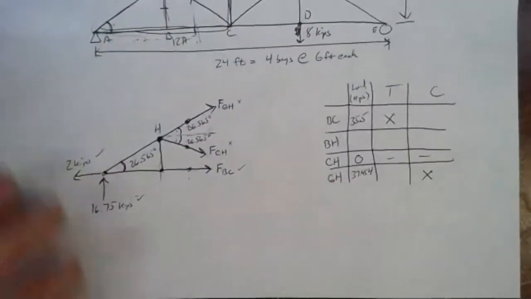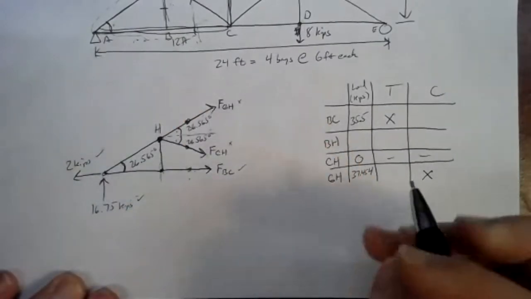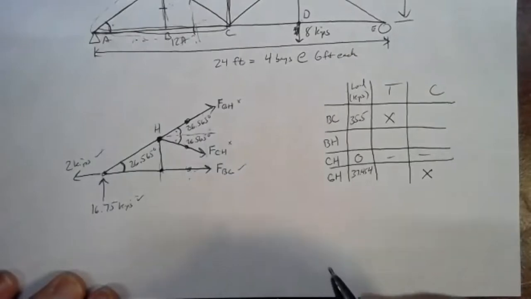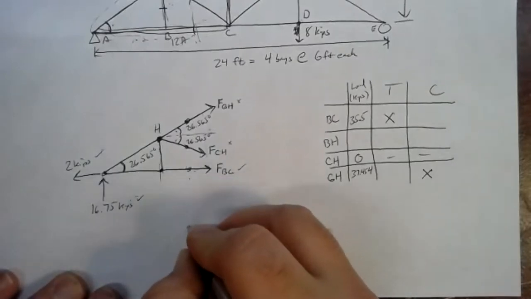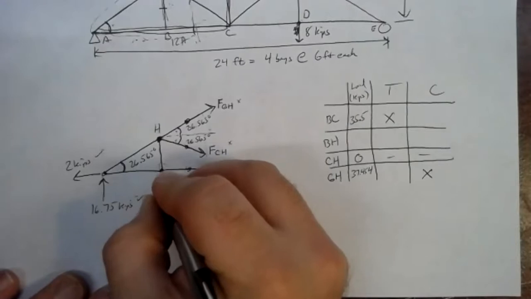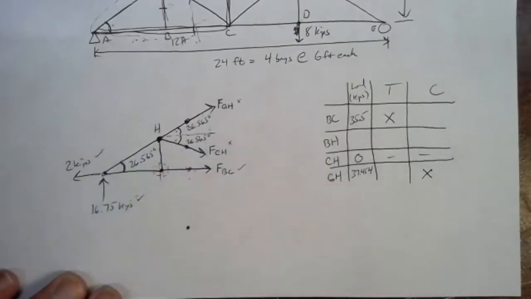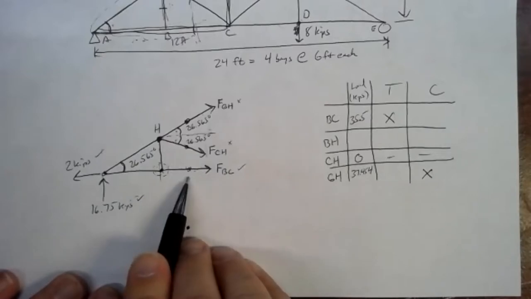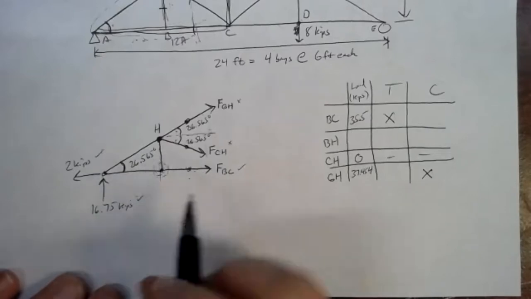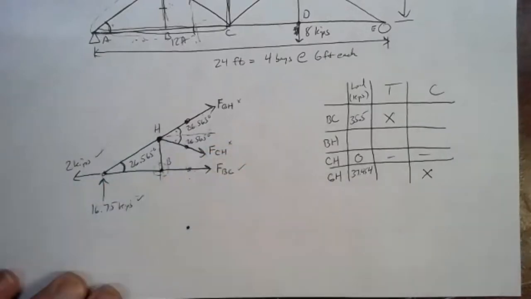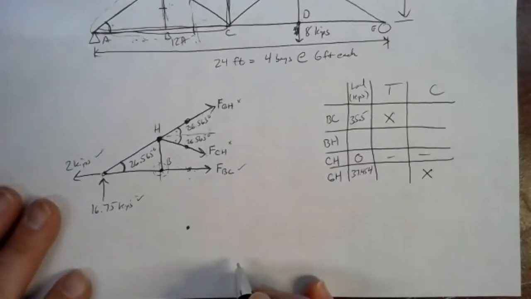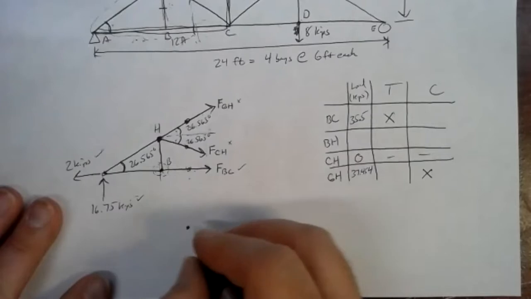All right, so to wrap the problem up, what I would do here is rather than doing another cut through the truss, I would just do method of joints at joint B. Joint B is right here. It has three forces acting on it: member BC, member BH, and member AB. So we can figure out what load is on member BH.